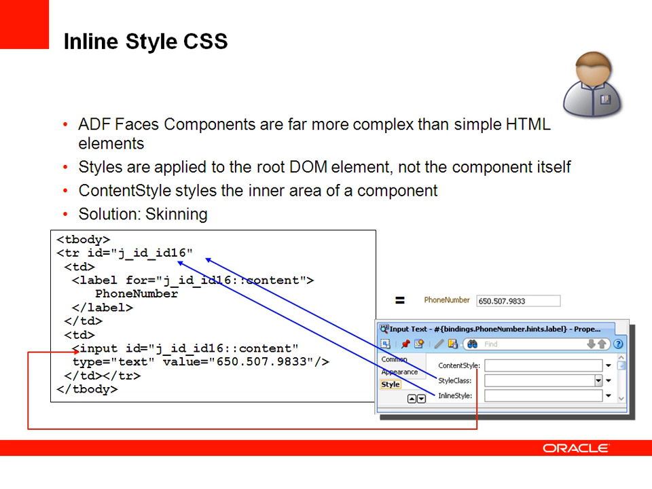Because ADF Faces components are far more complex than simple HTML elements, styles are applied to different areas of the component. But by default, the inline style applies to the root DOM element. Now, in the worst case, the root DOM element could be a div, just a div element with no attributes, no properties, which means you're applying it to the whole thing instead of the specific area you want. For some components, like the input text field, Oracle ADF Faces provides an additional property called contentStyle. This contentStyle operates directly on the content of a component, in our case the input text field. So if you use contentStyle for your background color, then the text field itself will be colored with a red background.